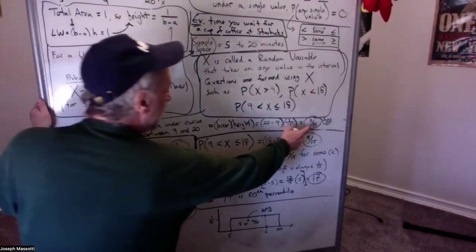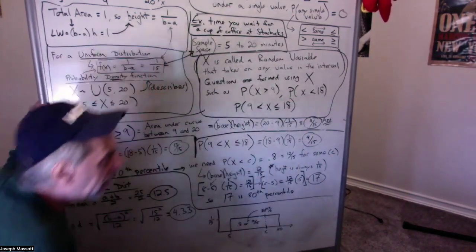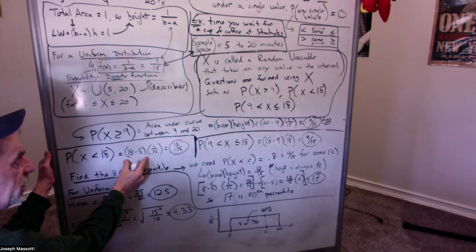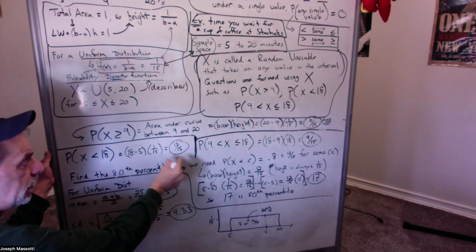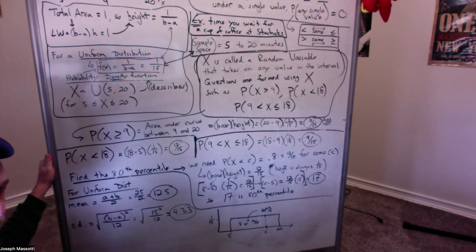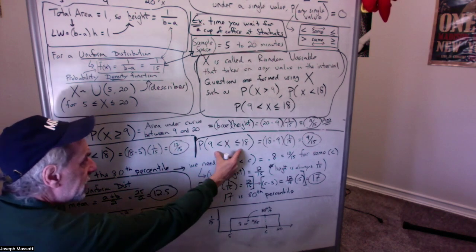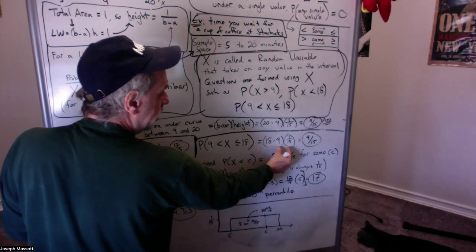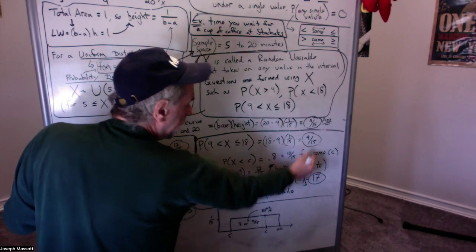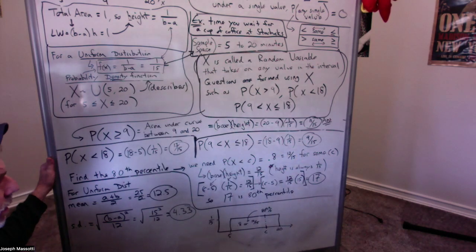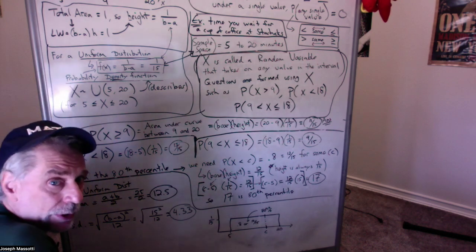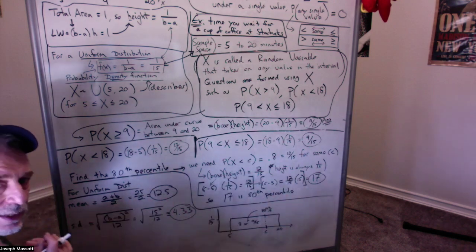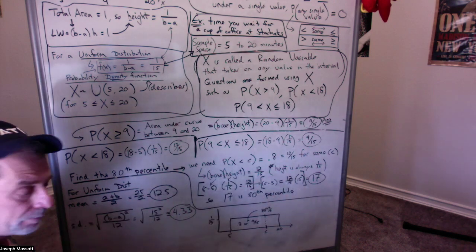What's the probability that your wait time is less than 18 minutes? Same idea. Base times height. There's our probability, 13 out of 15. Probability that X is between 9 and 18. Base times height gives us our answer. Right? So just the area under the curve between two values, greater than one value, less than one value. That's all we're doing here.